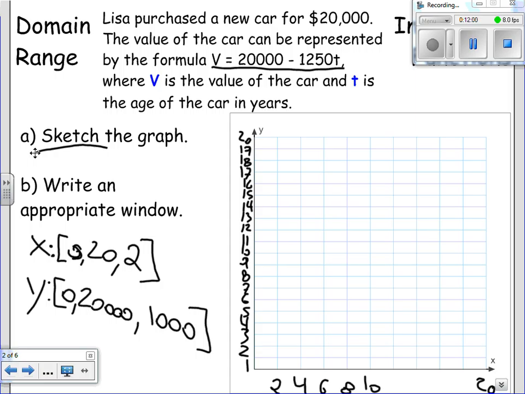Gotta get rid of your 20,000. So move it to the other side. Minus 20,000 is equal to negative 1250 times T. Now you gotta get rid of this negative 1250. Divide it. Yeah, exactly. So negative 20,000 divided by negative 1250 is equal to T. T equals 16.